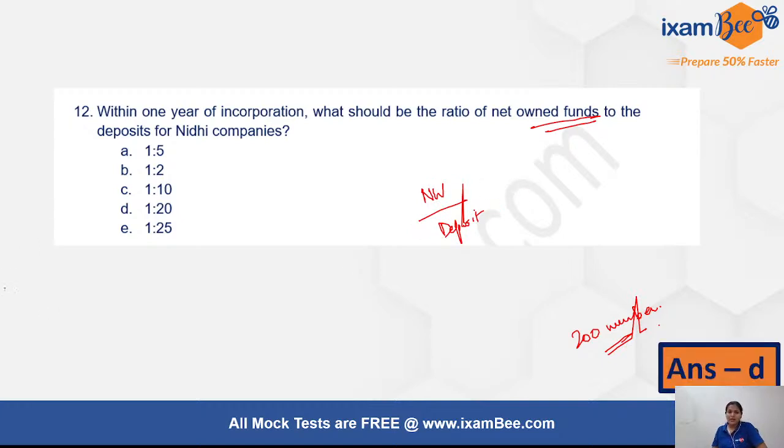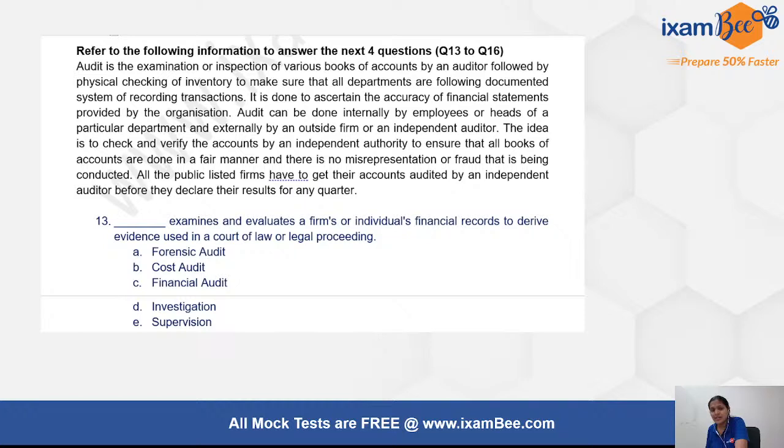D, 1:20, right? So your net worth should be at least 1 time if your deposit base is 20. Okay, so that is there, at least 5% basically indirectly we are saying.